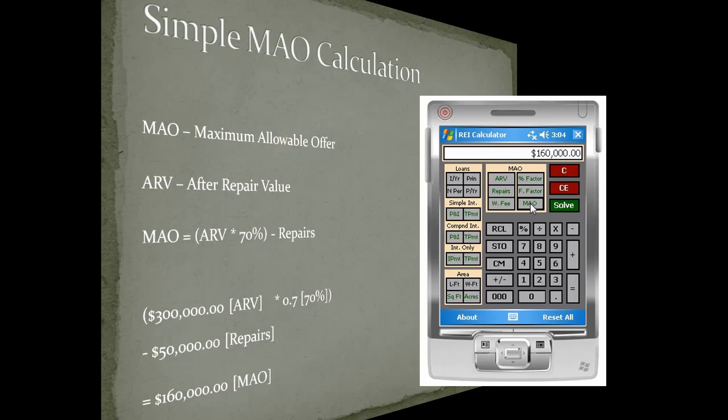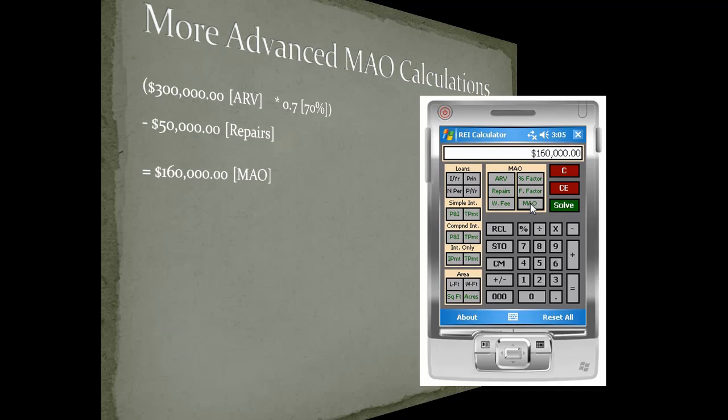So now we know that in its simplest form, if we were going to buy a property that needed $50,000 in repairs and we could sell for $300,000, the most that we would be able to pay for this property would be $160,000. Now, for a lot of folks, they like to have a little bit of a fudge factor in there because sometimes things don't always go the way you think they will.